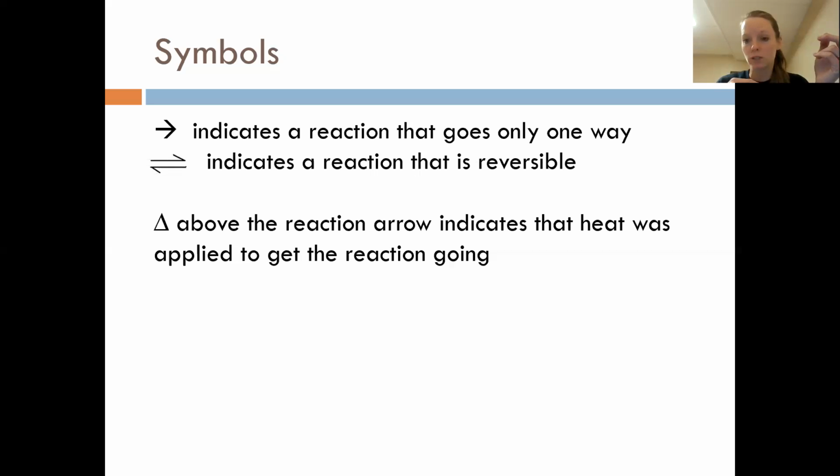If it can be reversed, so if you could have hydrogen gas and oxygen gas react to make water, the arrow going this way would be hydrogen gas and oxygen gas make water. But if you put electricity through water, you can make the hydrogen gas and the oxygen gas come back out. So it is reversible, which would be an arrow going both directions. You put a delta sign or the triangle sign above the reaction arrow to indicate that heat was applied to get the reaction going. So heat's going in, you put a delta or a triangle sign above the arrow to show that there was heat going into the equation. So that would be endothermic.